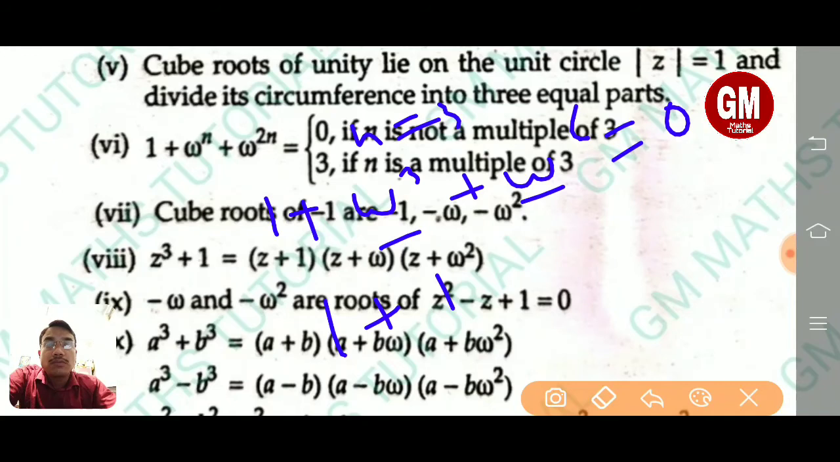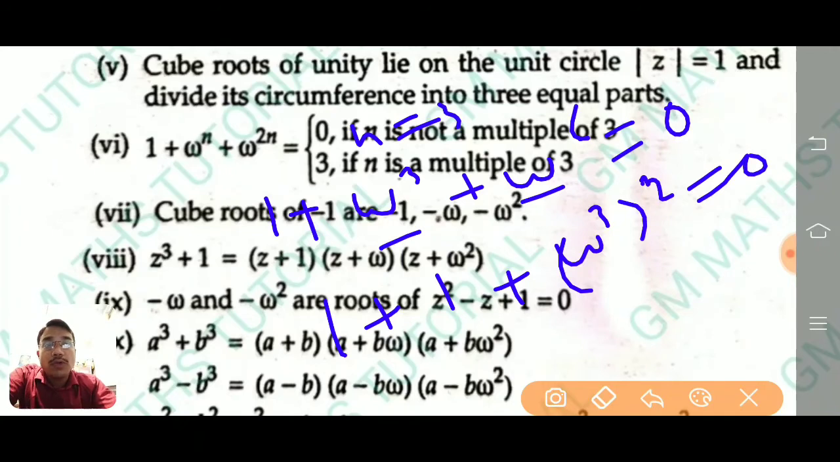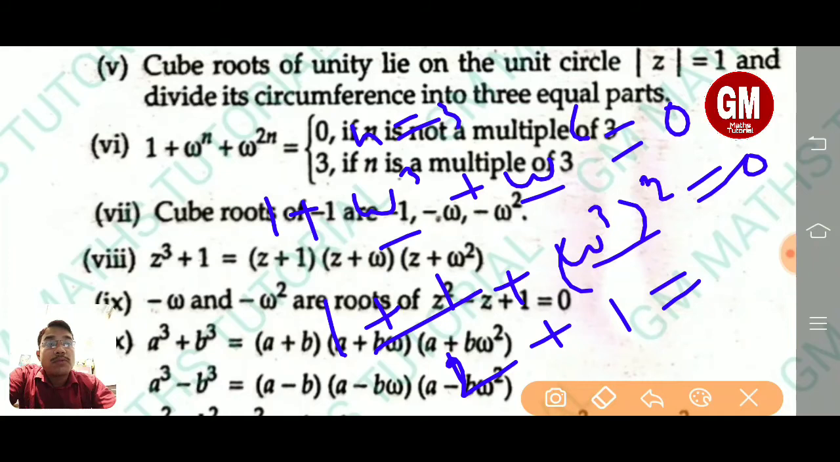Omega cube is 1, and omega power 6 can be written as omega cube whole power 2, which is equal to 1. So this is 1 plus 1, what is the value? This is 2, and 2 plus 1, because we know that omega cube is 1. This is what gives... don't take it as equal to 0, this is wrong.